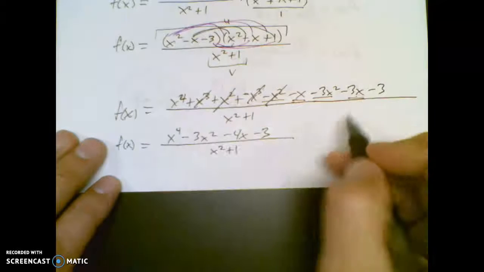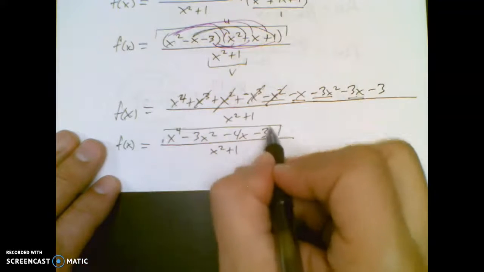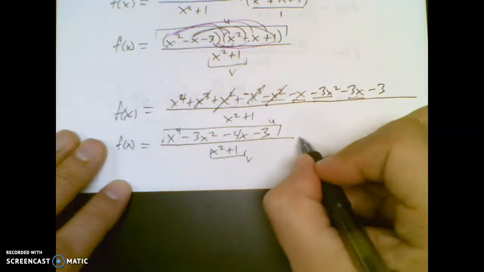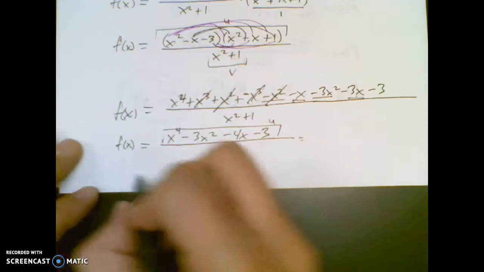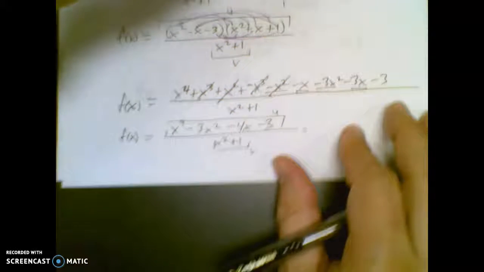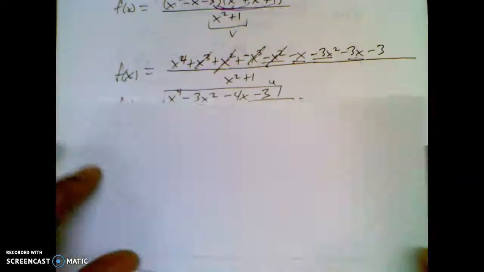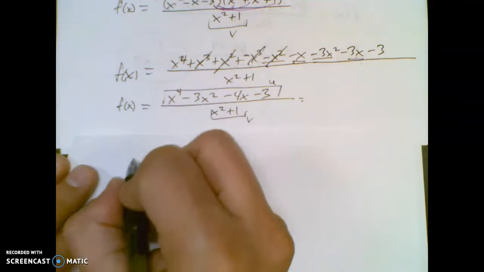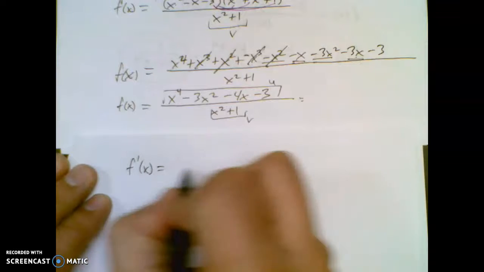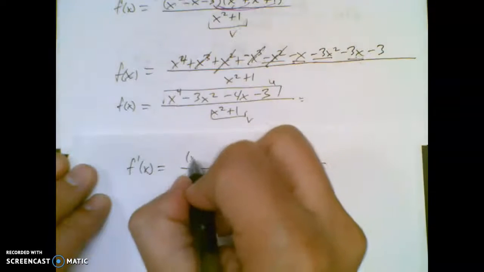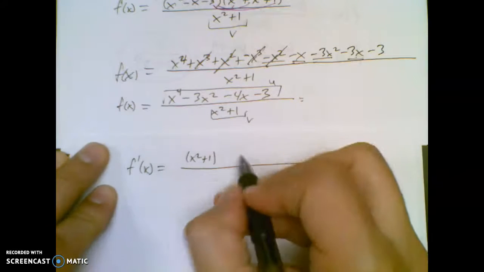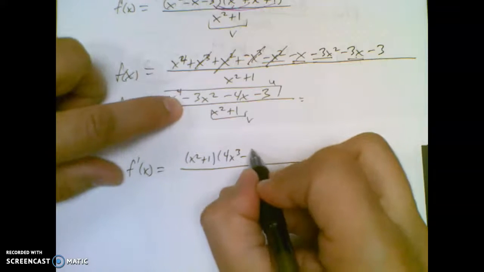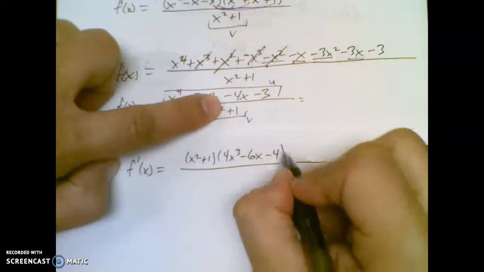I mean, that was irritating, yes, but I would much rather call this my u and this my v, and now I can take my derivative. So finally, I'm going to just do this. Just get extra paper here. So I'm going to go f prime of x equals low d high. What's the derivative of the high part? 4x to the third minus 6x minus 4.